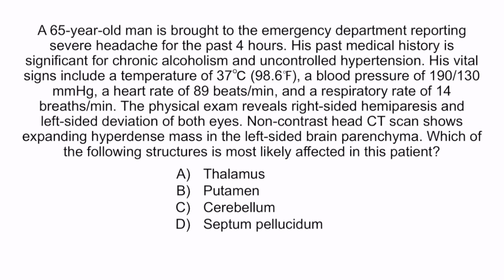Which of the following structures is most likely affected in this patient? A. Thalamus, B. Putamen, C. Cerebellum, D. Septum pellucidum. This man with chronic alcoholism and uncontrolled hypertension presents with severe headache for 4 hours. His vital signs are significant for malignant hypertension of 190/130, blood pressure of more than 180/120, along with signs of end organ damage, like in this patient, is called the hypertensive emergency.